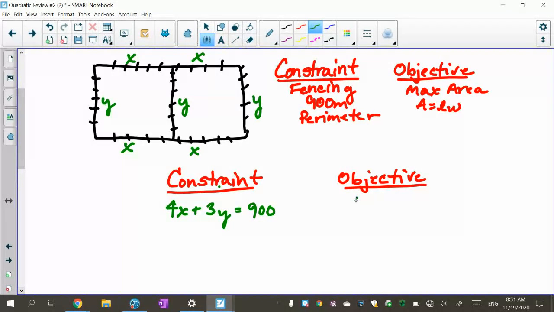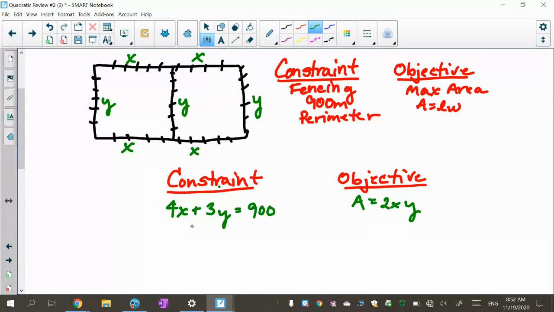My objective is I want max area, so I know area is length times width. If you can see the length, it's 2 x's times y. So it's almost like you're making your own equation based on your picture. Okay? So now let's get started on the algebra.